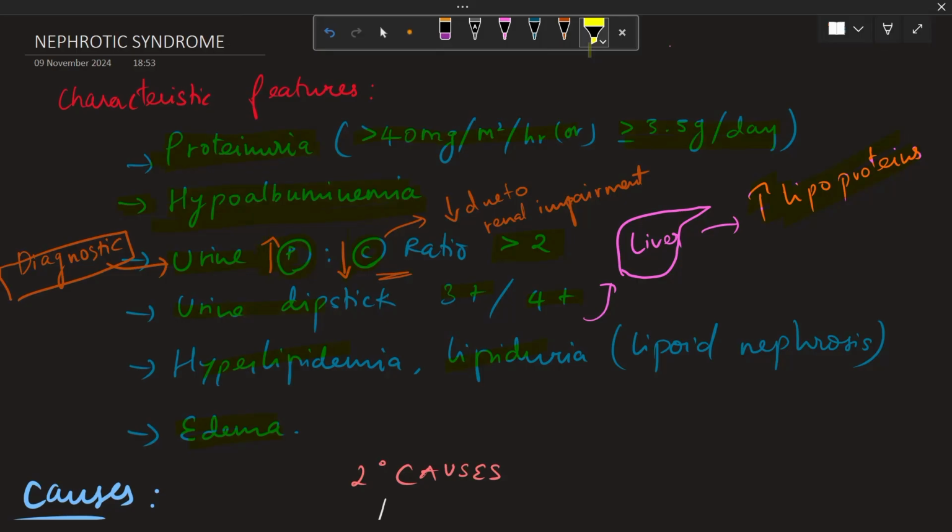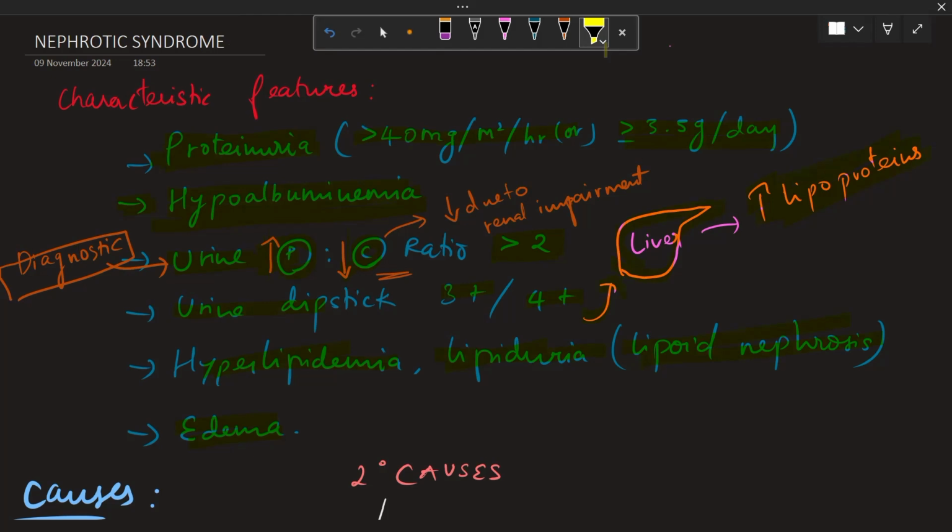The reason behind hyperlipidemia is, since there is reduced protein in the blood, this reduction in protein level in the blood will be detected by the liver. So the liver detects the less amount of protein and it tries to compensate for the loss of protein. In the name of compensation, what it does is it increases the lipoprotein synthesis. This abnormal increase in the lipoprotein synthesis will cause hyperlipidemia, and as a consequence of hyperlipidemia, lipiduria occurs. Lipiduria is a loss of lipid through urine, like proteinuria.